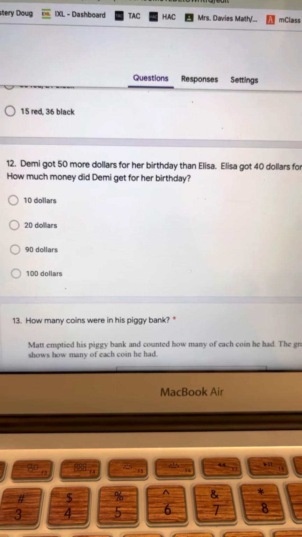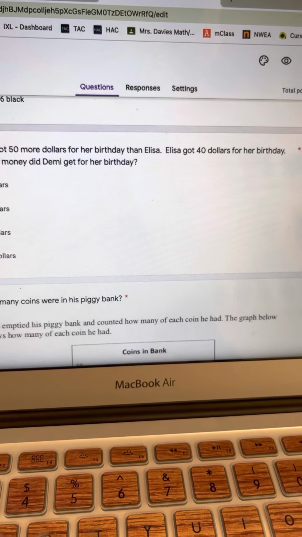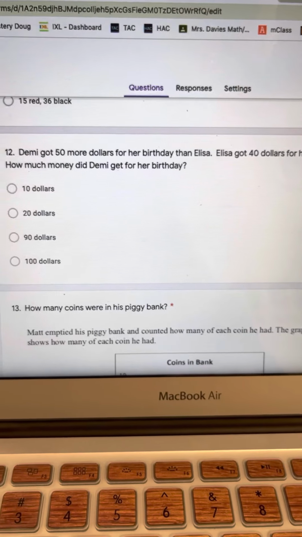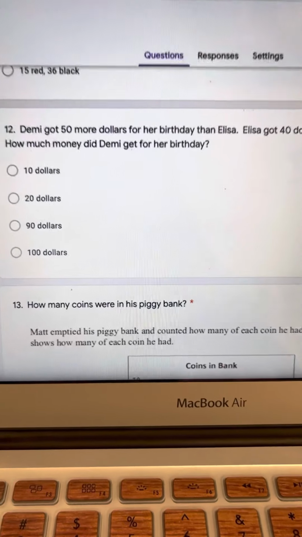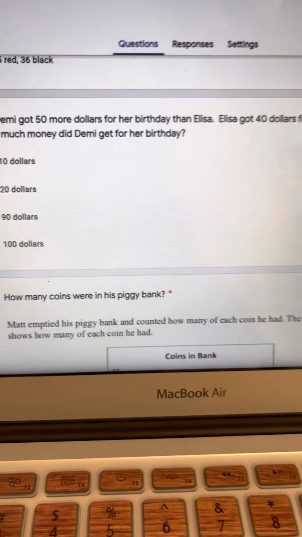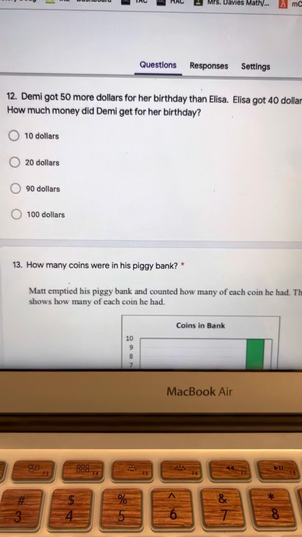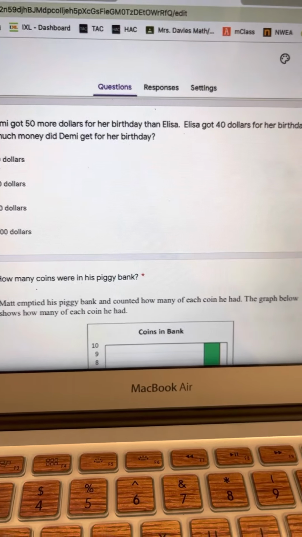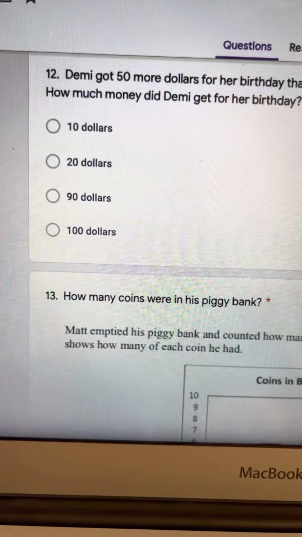Number 12, Demi got $50 more for her birthday than Alyssa. Alyssa got $40 for her birthday. So how much money did Demi get for her birthday? So Demi got $50 more than Alyssa. Alyssa had $40. So which one is 50 more than 40? $10, $20, $90, or $100?